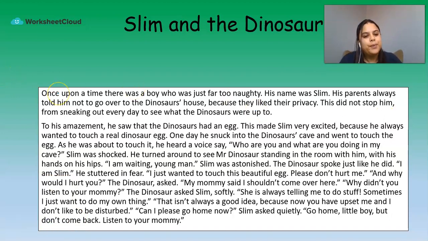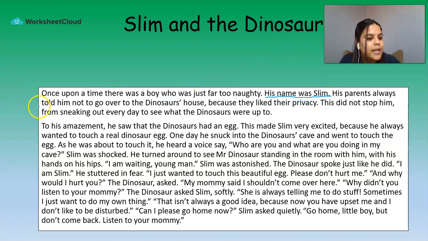So, once upon a time, there was a boy who was just far too naughty. His name was Slim. So I think that's important, grade 4s, because he is the main character of the story. So we need to introduce, when we are busy with our summary, that there was a boy named Slim, okay? His parents always told him not to go over to Dinosaur's house because they liked their privacy. This did not stop him from sneaking out every day to see what the dinosaurs were up to.